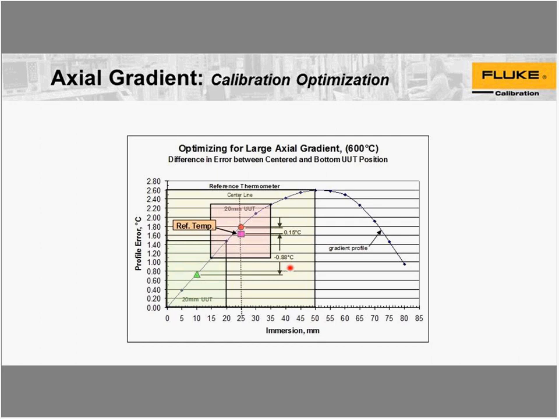Well, something you can try, and we've got a paper online about that, is aligning the centers of those two probes. So we just take this 20 millimeter probe, we move it to here now, so its center line is the same as the center line of the reference thermometer. Now compare, and it's considerably smaller. So with a very bad axial gradient, there's still some hope.